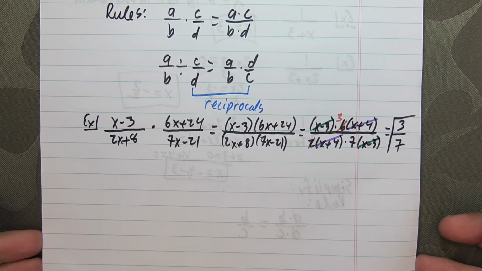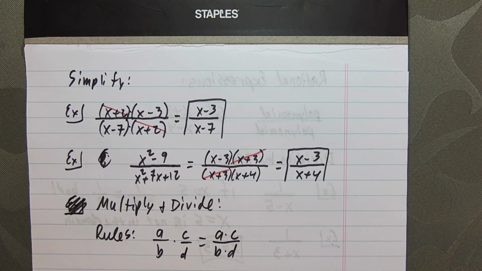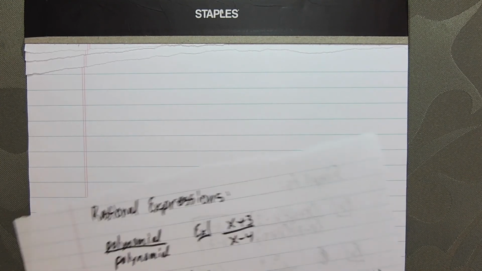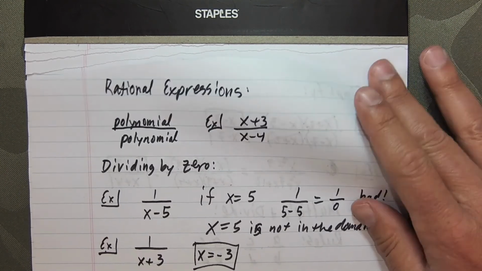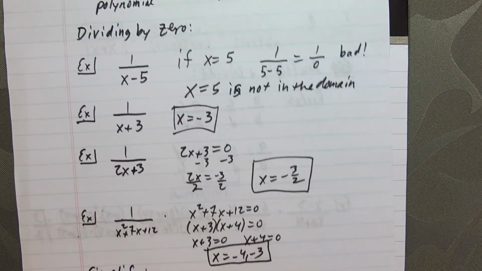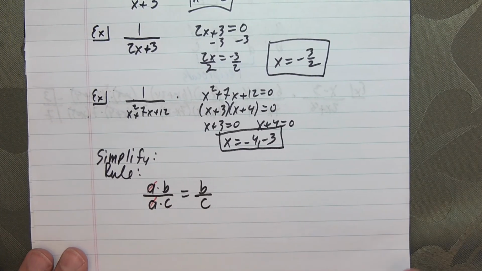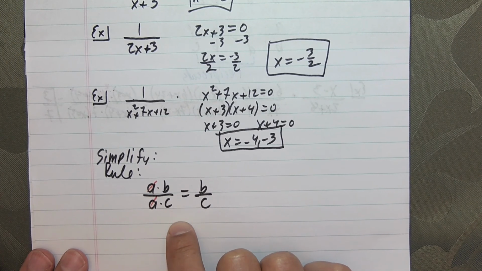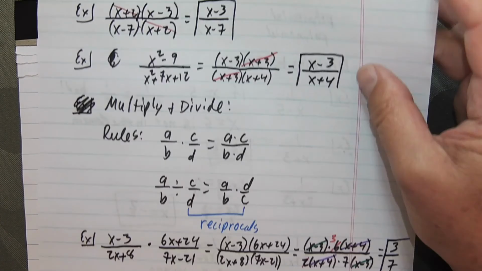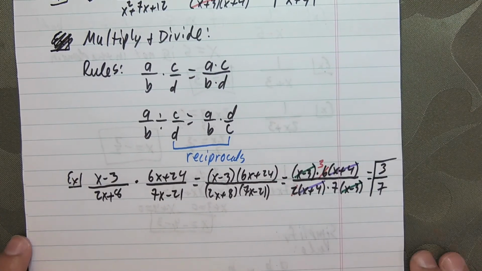So far, if I could quickly review, we've learned how to simplify using various rules. We learned how to make sure we're not dividing by 0. And then we learned our simplify rule here. And now we're multiplying and dividing. So we're going to do a division problem next.